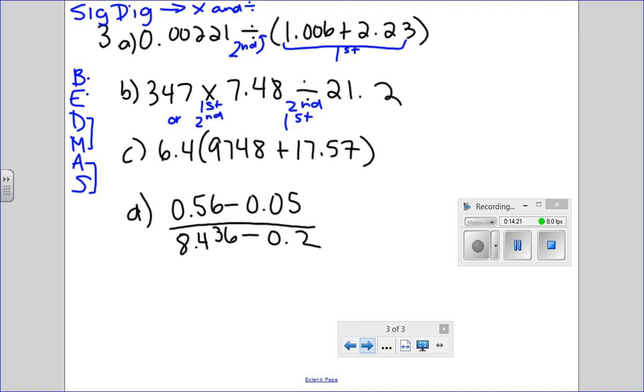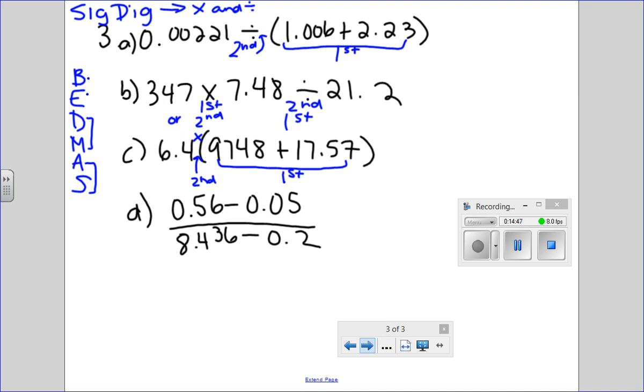Now in C, we have brackets again. So what's inside the brackets has to come first. And then this has to come second, so that you know if we put a number in front of a set of brackets with no math operation sign, it means multiply. So this means multiplying even though we didn't put the little times.